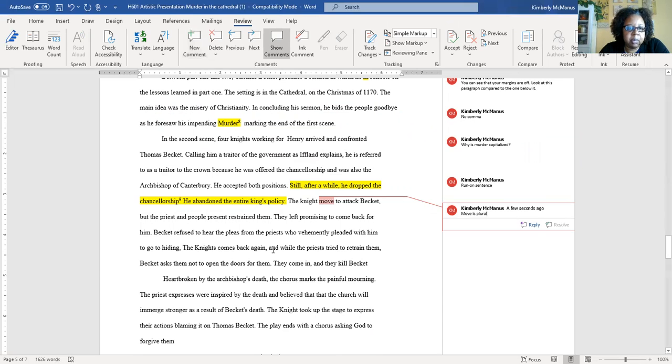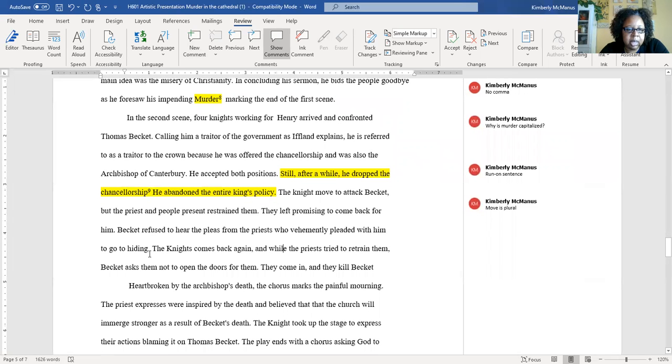Attacked Becket, but the priests and people present restrained them. They left promising to come back for him. Becket refused to hear. The police and priests pleaded with him. The knights, here you have a run-on sentence.